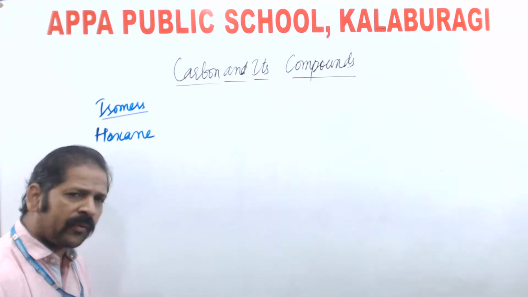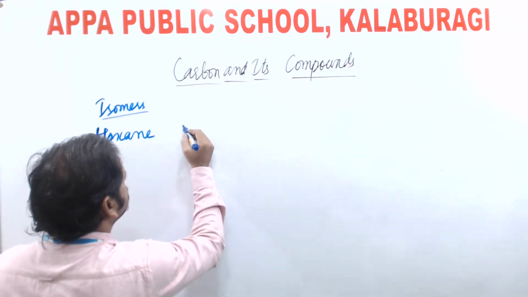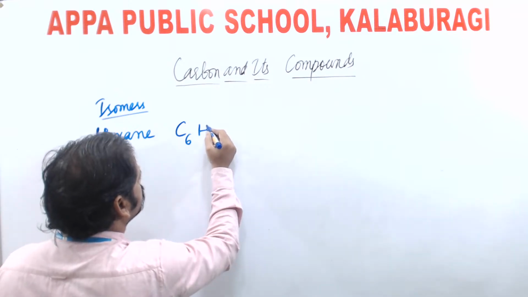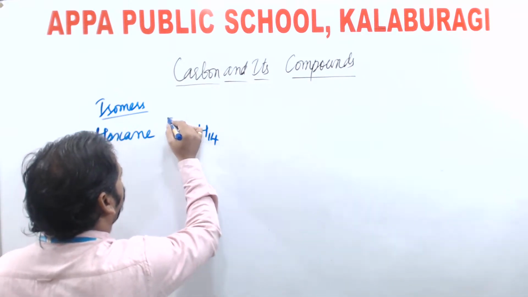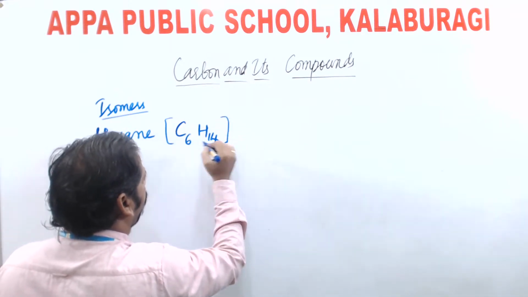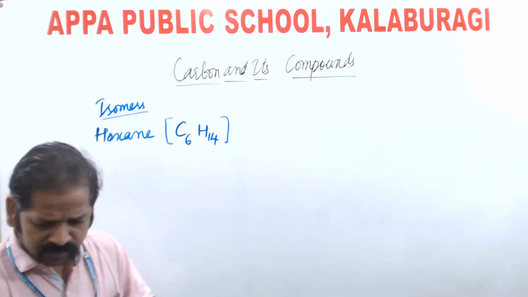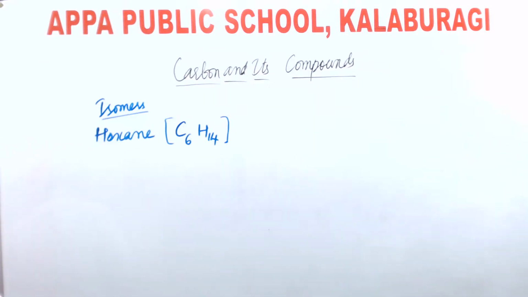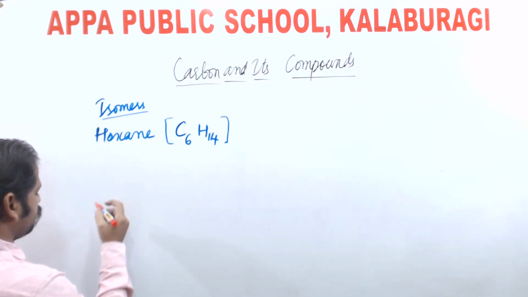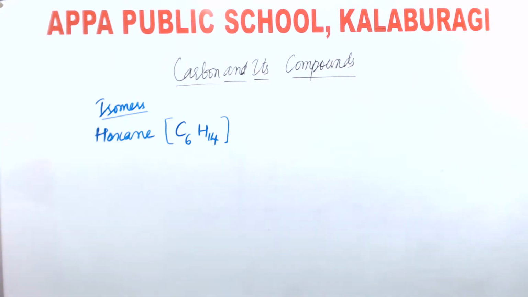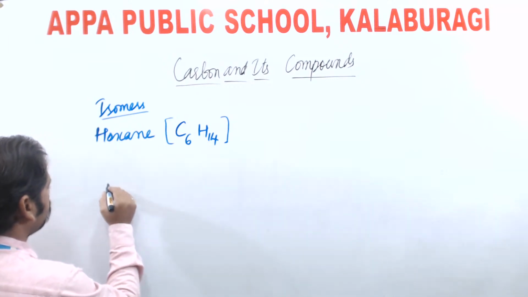The formula of hexane is C6H14. C6H14 is the formula of hexane. The number of carbons is 6.